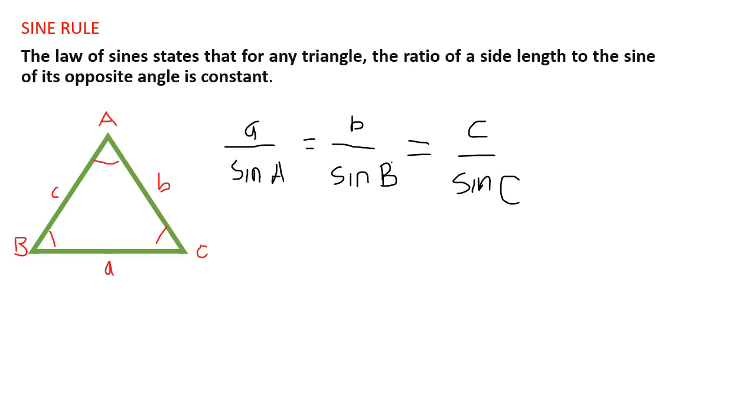Sine rule. The law of sines states that for any triangle, the ratio of a side length to the sine of its opposite angle is constant. So a over sine A equals b over sine B equals c over sine C.